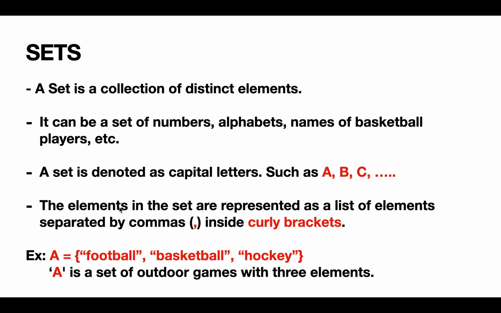The elements in a set are represented as a list of elements separated by commas inside curly brackets. For example, you can see that A is equal to, in curly brackets, the names of outdoor games like football, basketball, hockey. A is a set of outdoor games with three elements. It is not limited to three elements. It can be any finite number of elements: four, five, or six, or whatever finite number which can be counted.